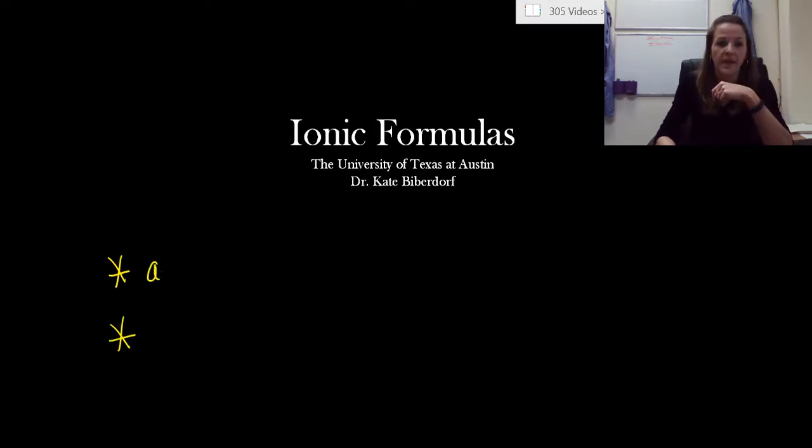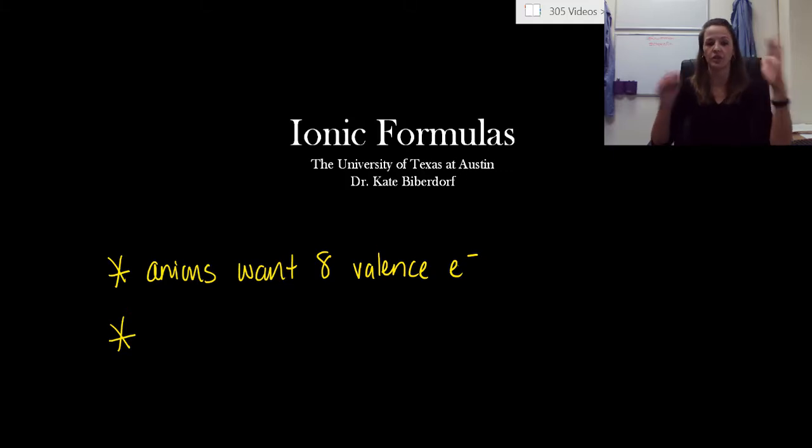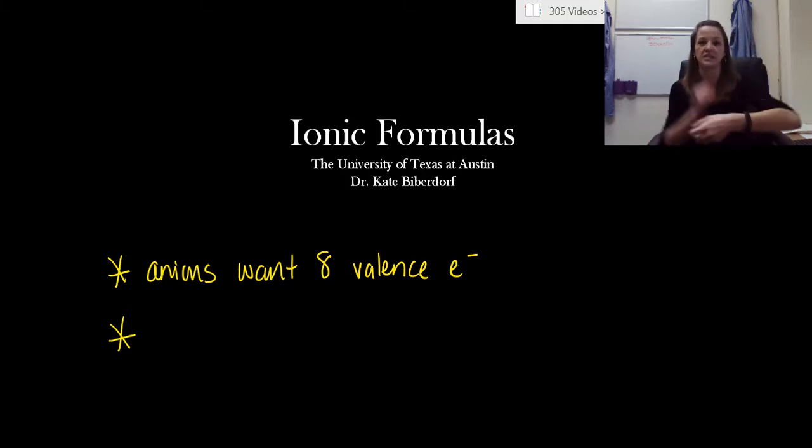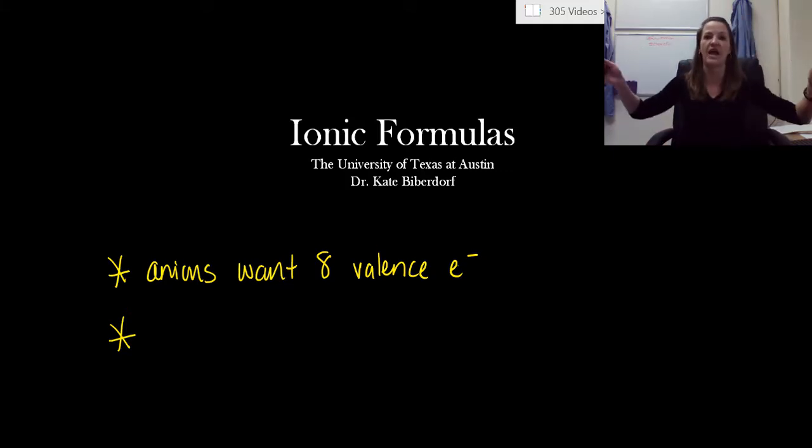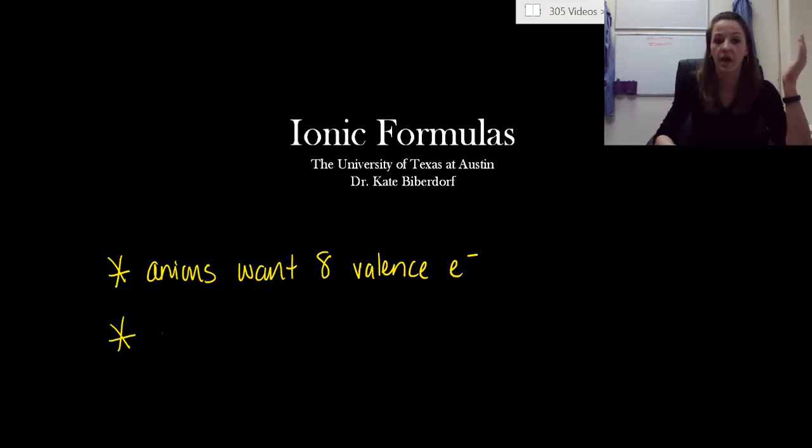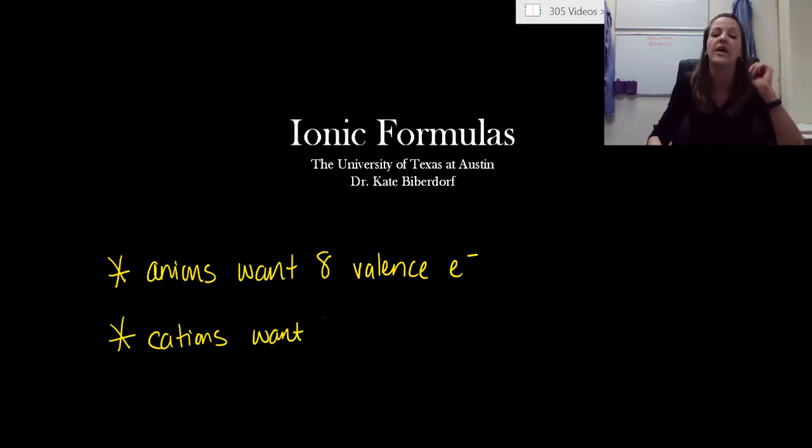So the first thing, anions want 8 valence electrons, if they can help it. If there's any way possible, they want to have a total of 8 valence electrons. So they're going to continue to gain electrons until they hit that magic 8 number. Whereas on the other side, our cations, our positive pieces, want to lose as many electrons as they possibly can till they get to 0 valence electrons. And I'm going to put it in quotes.